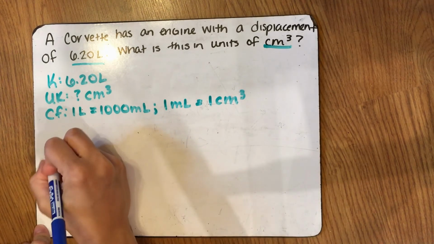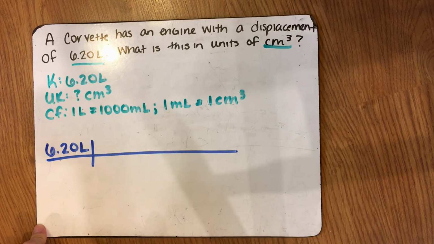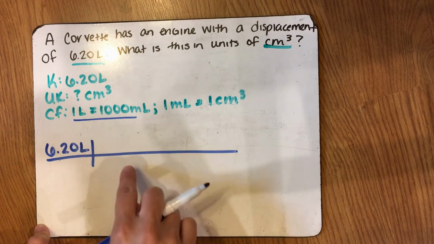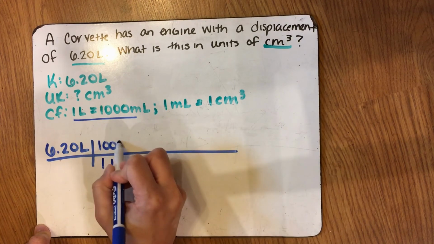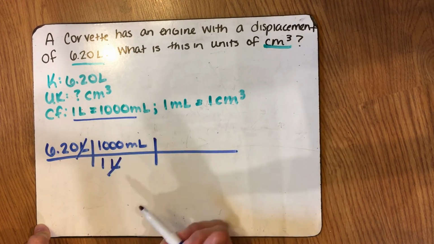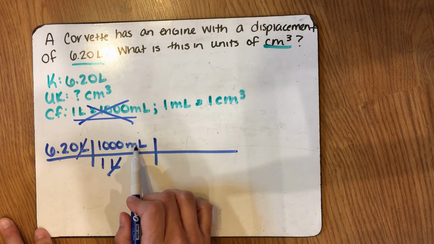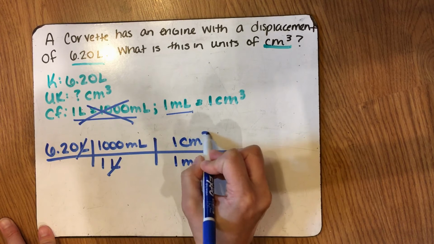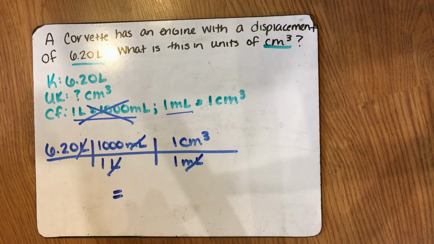So we start off with our known, 6.20 liters. Since we want to cancel out liters, we need to use this conversion factor first. We need to put this 1 liter on the bottom in order to cancel that unit out. And the thing that it's equal to always goes above it. Then we look at our other conversion factor. Now we need to cancel out milliliters, so we want this 1 milliliter to go on the bottom and 1 centimeter cubed will go on the top. That lets us cancel out milliliters. And we can do the math.